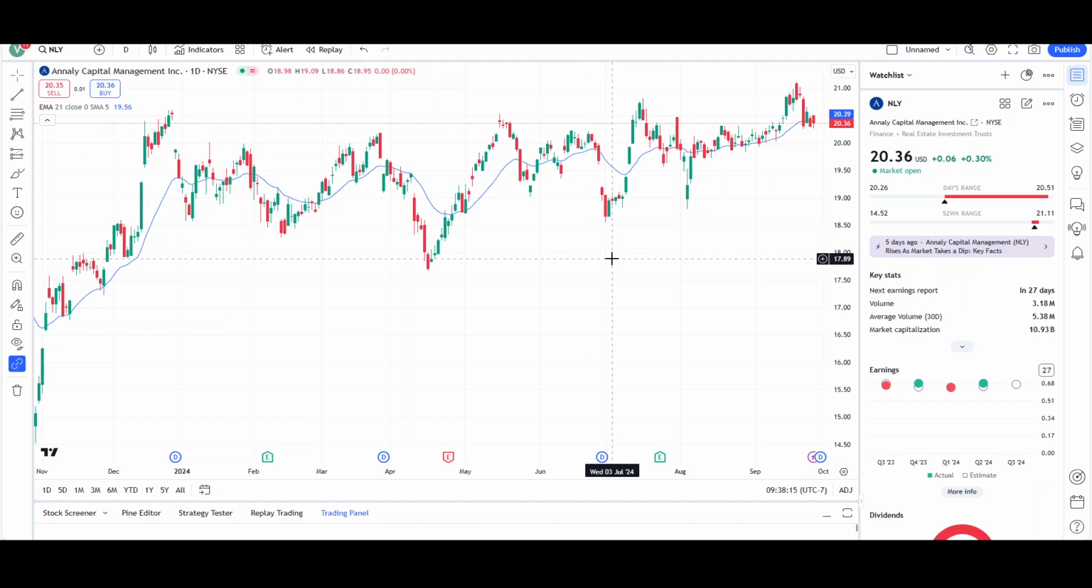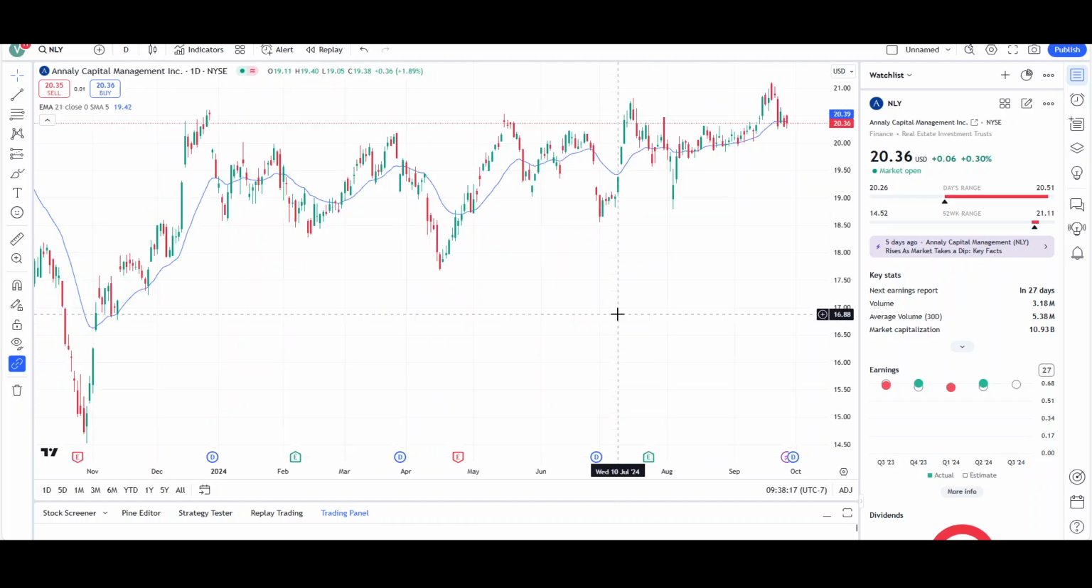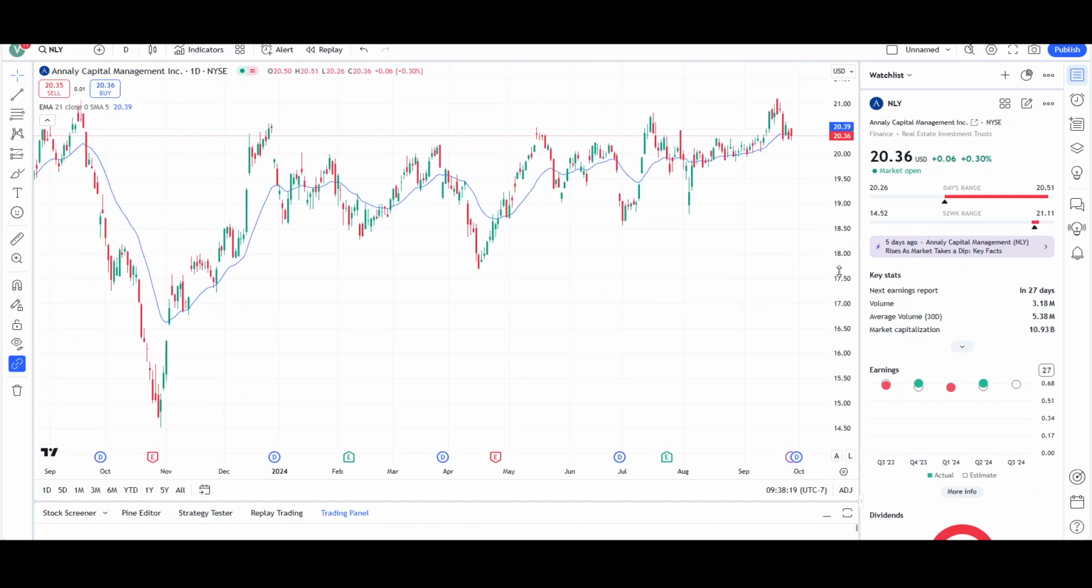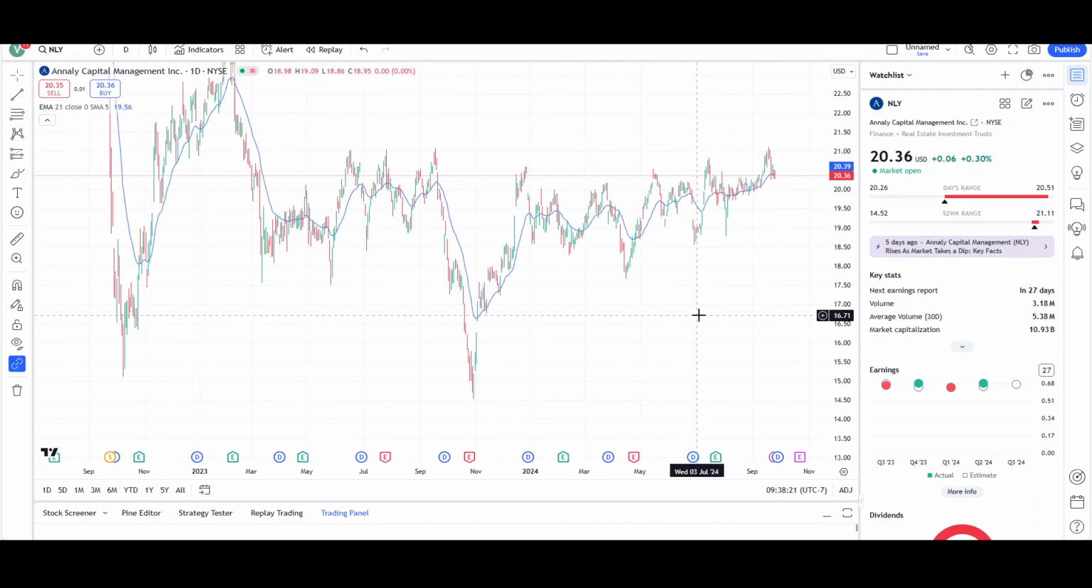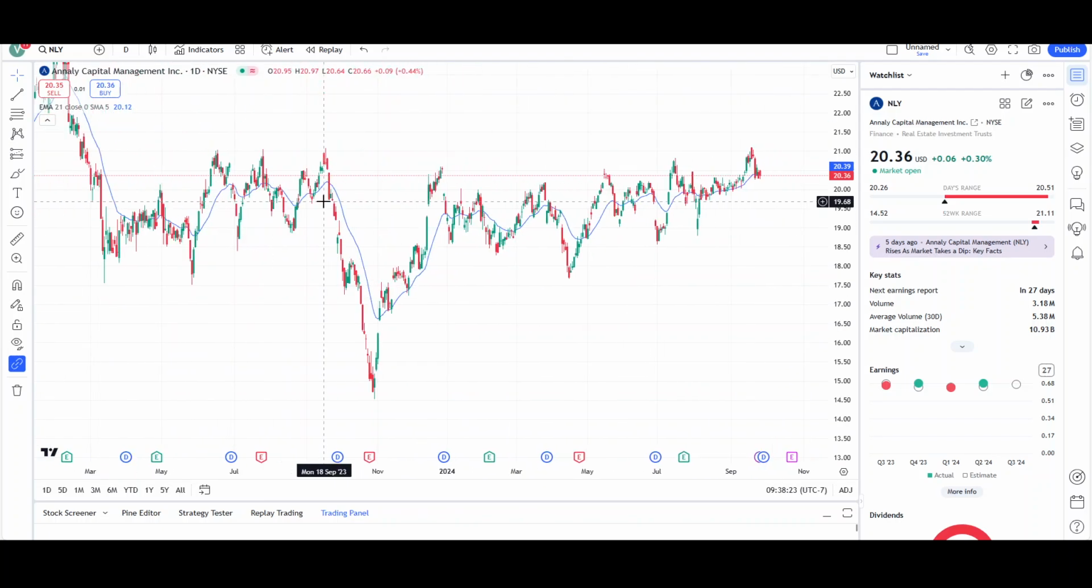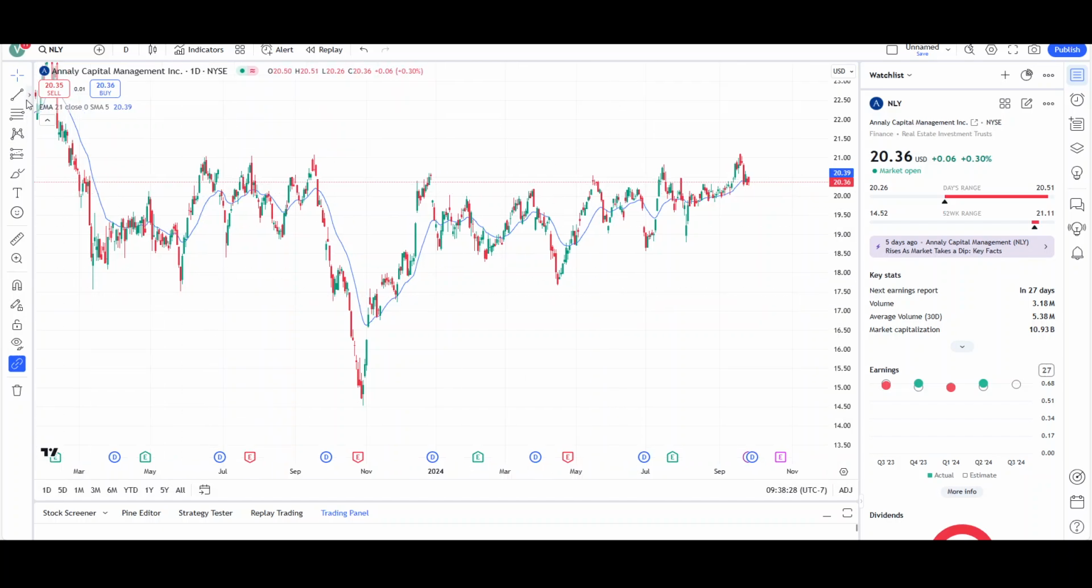So here we have the daily chart for NLY. And what is the dominant technical pattern? Well, I see the range pattern. Price has basically just been going sideways, dating back to June of last year. So just sideways trading. So we can go and mark that with a range pattern.